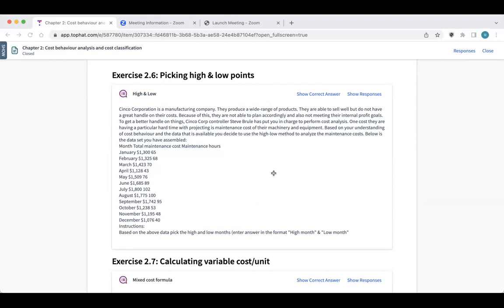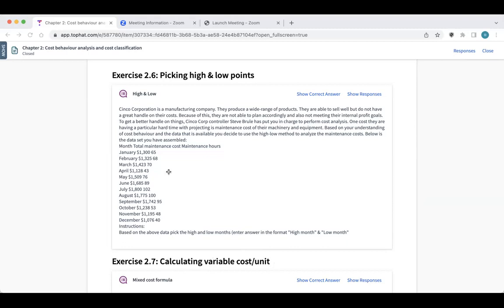So as I'm picking the high and low, I simply look to maintenance hours. Based off of my data set here, the high month is 102 hours, which correlates with the month of July. My low value for the year is 40 hours, which occurs in December. So those are my two data points. 102 hours results in $1,800 in maintenance costs in July. 40 hours results in $1,076 in the month of December.